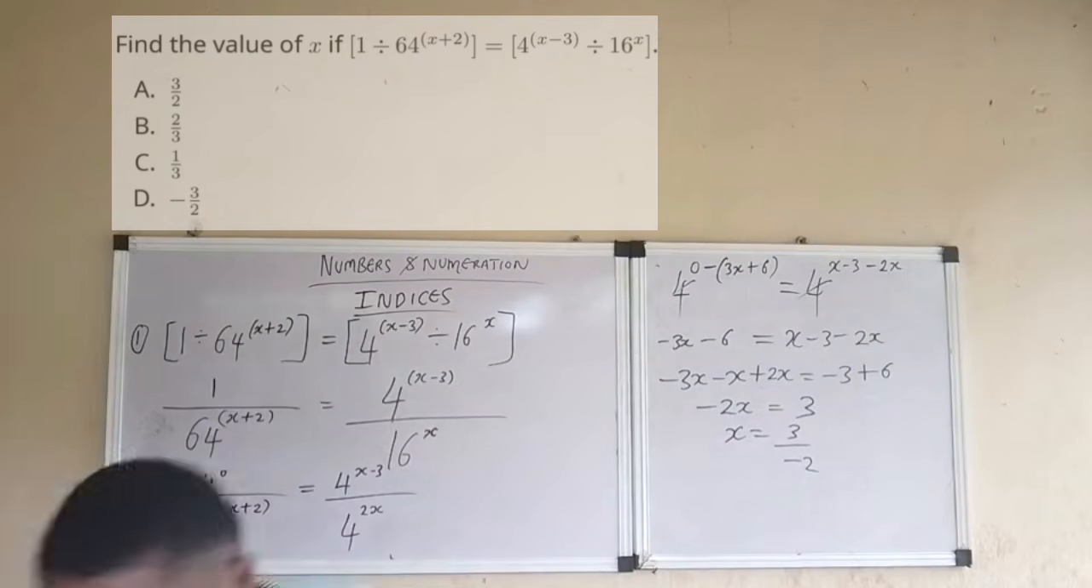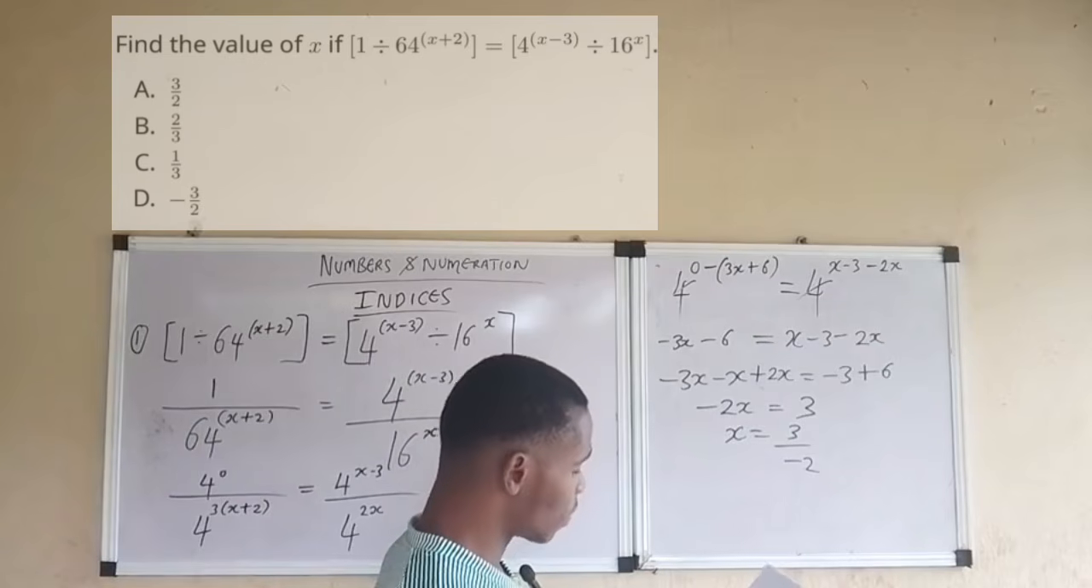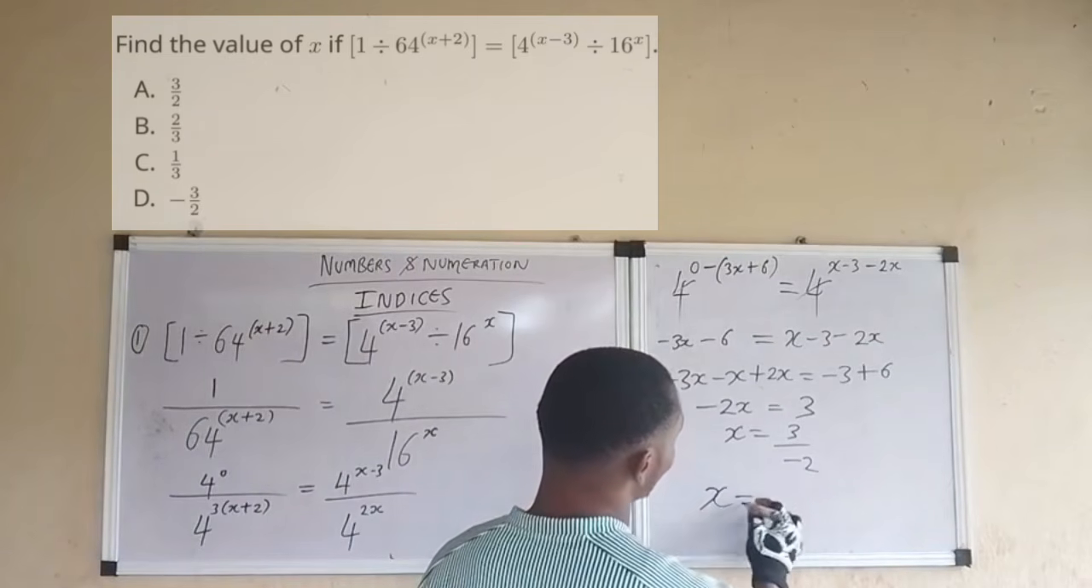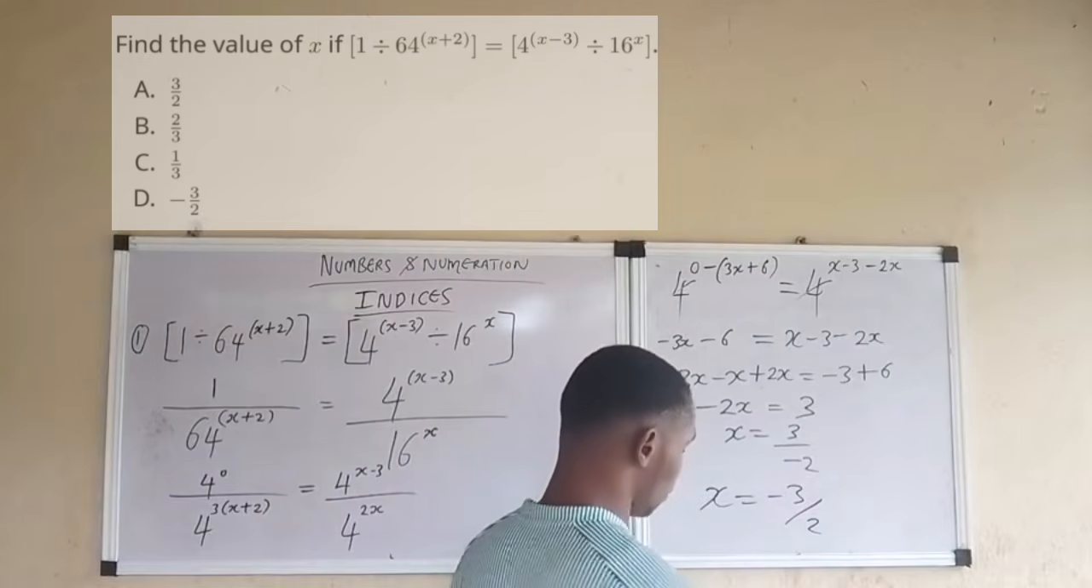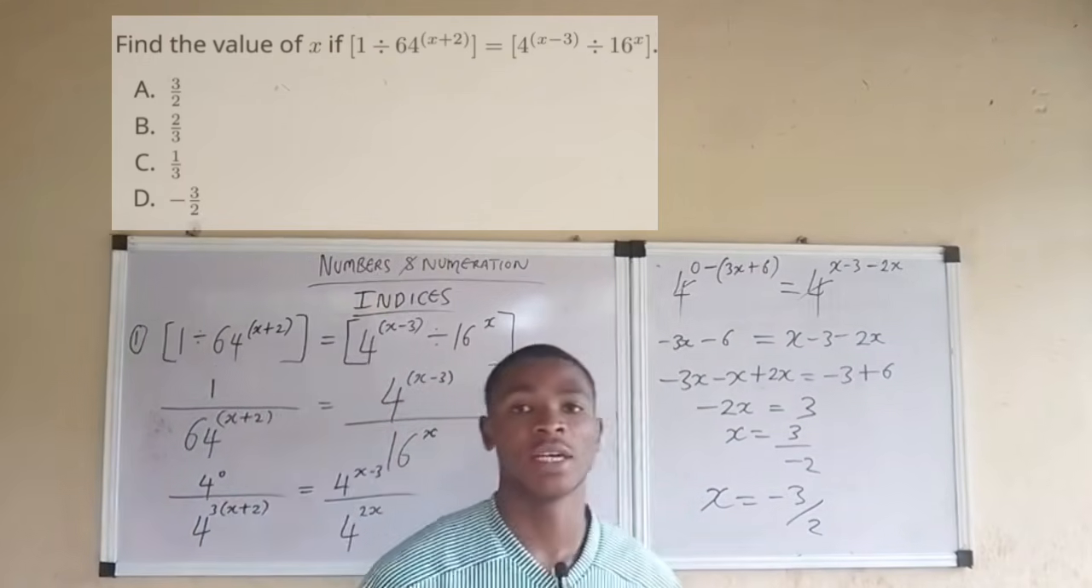So, let's look at the options and see which of them is the correct one. Now, the correct answer is option D because x is equal to minus 3 over 2. Do you understand? So, that is how you simplify a question like this on indices.